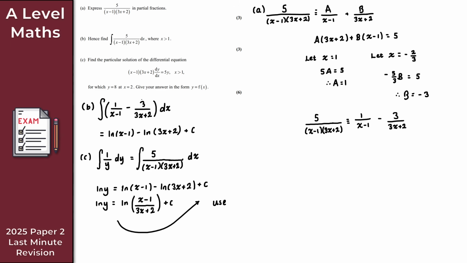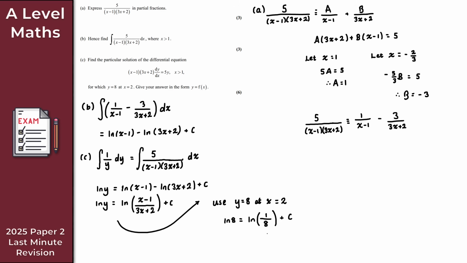I'm going to use these boundary conditions here. So use y equals 8 at x equals 2. By doing this, we can now solve for c. So ln y, that's ln 8, is equal to ln of, so I get 2 minus 1, that's 1, over 3 times 2, so that's 6, plus another 2 there, gives me 8. We'll get the plus c here.